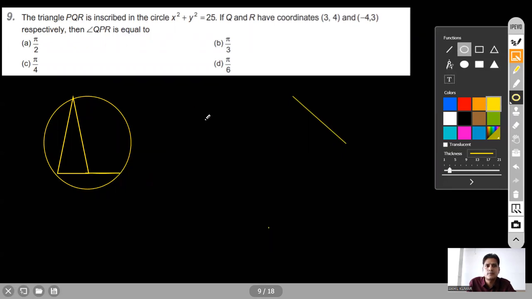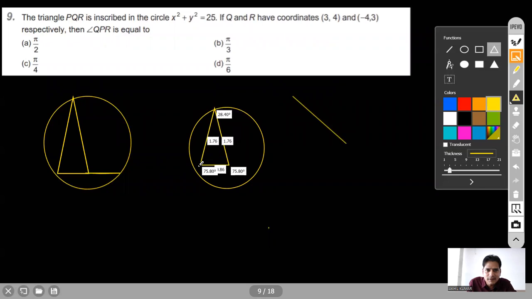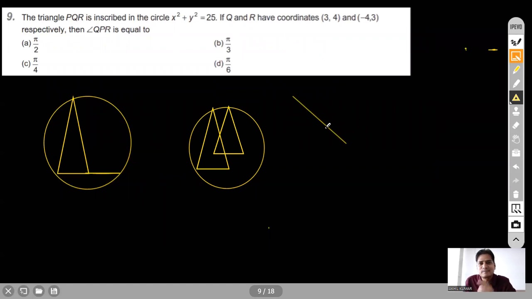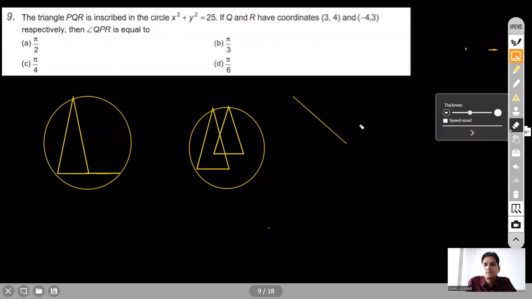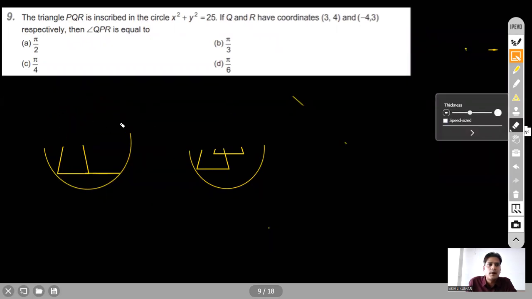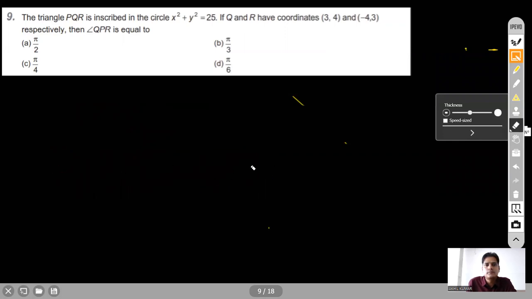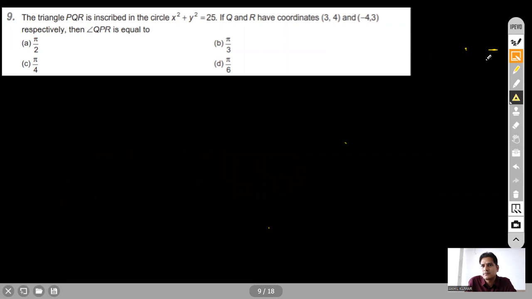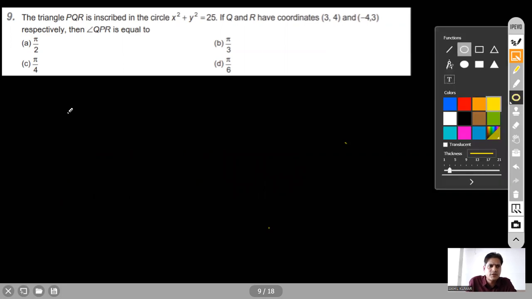Let me draw once again. One circle is given and we have to draw a triangle inside it. I don't know why it's not moving. Okay, let me draw manually. Anyway, we can draw a circle itself. That will be easy for us. So I'm drawing one circle and I'm drawing this triangle manually.